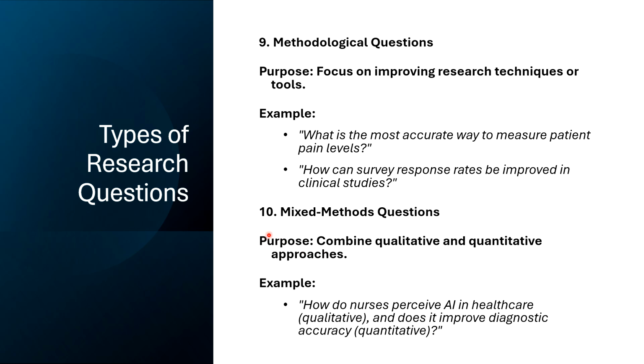And the last one is about mixed method questions. We can combine qualitative and quantitative approaches. For example, how do nurses perceive AI in healthcare? That is a qualitative. And does it improve diagnostic accuracy? It's a quantitative. So in the same question, we have a quantitative and qualitative combined approach.